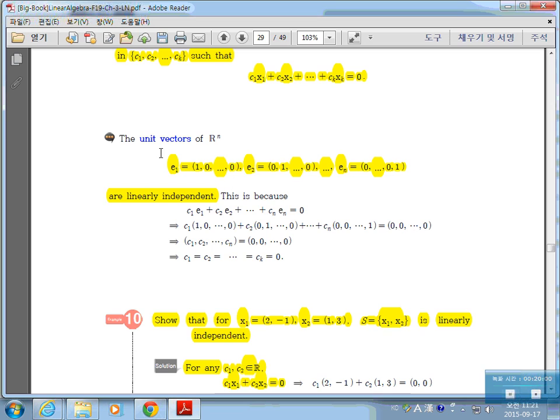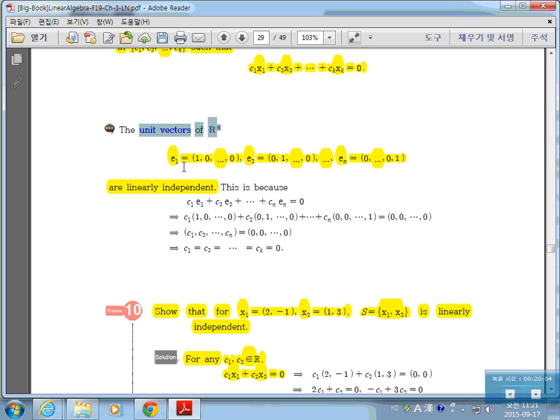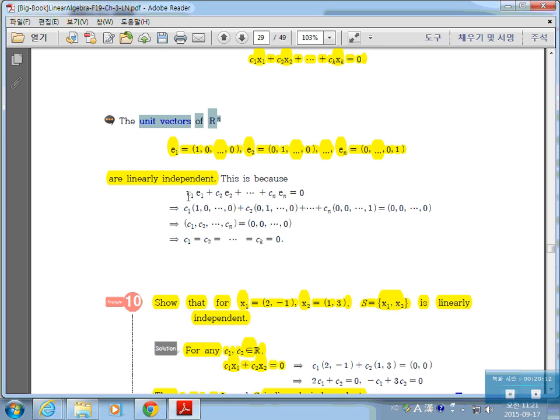We defined the unit vectors in R3 and we expand it to Rn. E1, E2, En are called the unit vectors of Rn, and they are linearly independent because if you make a linear combination of those equal to 0, then you will see this holds, which means C1 is equal to 0, C2 is equal to 0, and Cn is equal to 0.